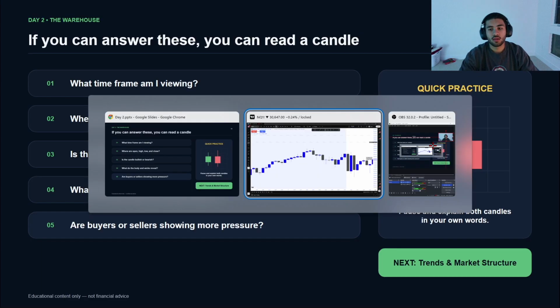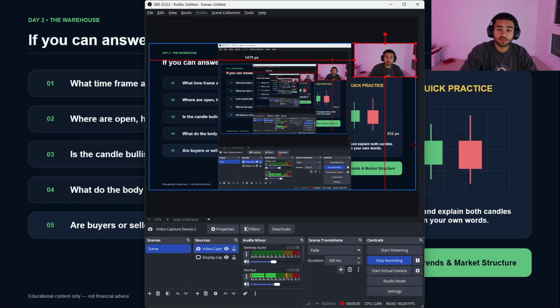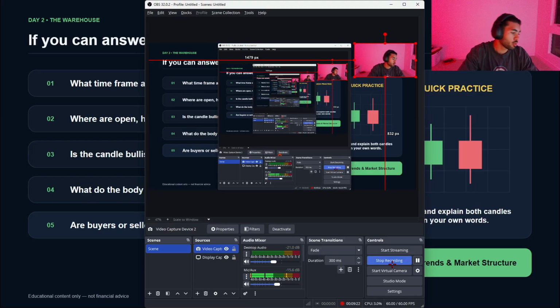That's pretty much it for today, guys. Tomorrow we'll be doing trend lines, all in the charts. So tomorrow's going to be the real stuff.